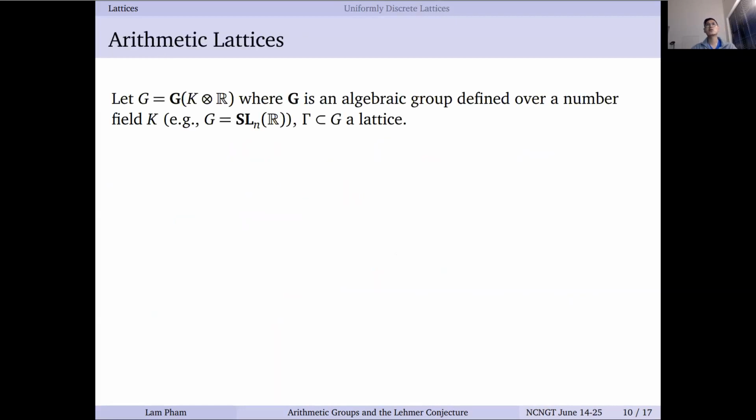So in general, the context is that we take a Lie group that comes from an algebraic construction. In this case, we take an algebraic group G defined over a number field K. For instance, we can take SLN, which is defined over Z, and we can take the K tensor R points of this algebraic group. This gives us a Lie group. And we take gamma inside of G to be a lattice. So this is usually the type of groups we like to work with.